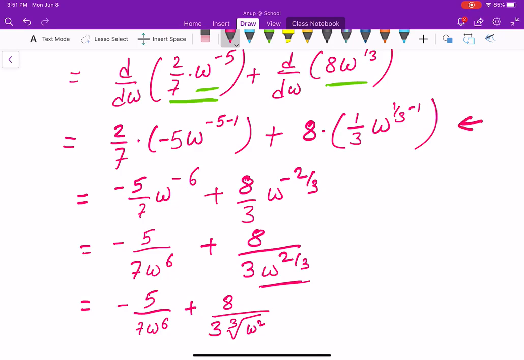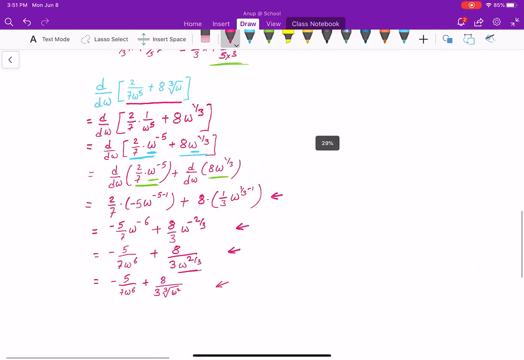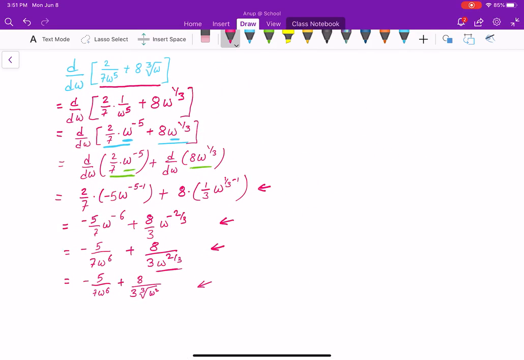If you want to rewrite it into this form or in the positive exponent form, or also want to change the exponent into the radical form, we have a couple of alternatives. So that is the derivative of 2 over 7 times w to the power 5 plus 8 times cube root of w. So this is the required derivative.